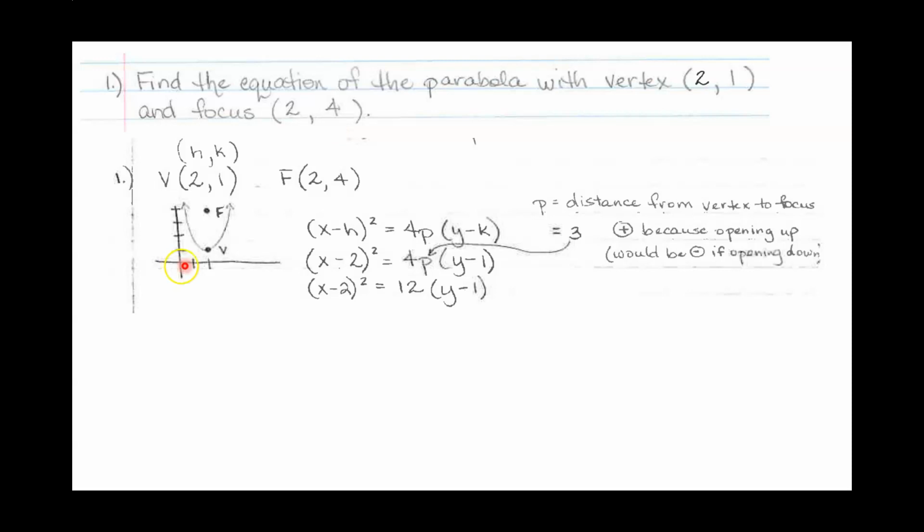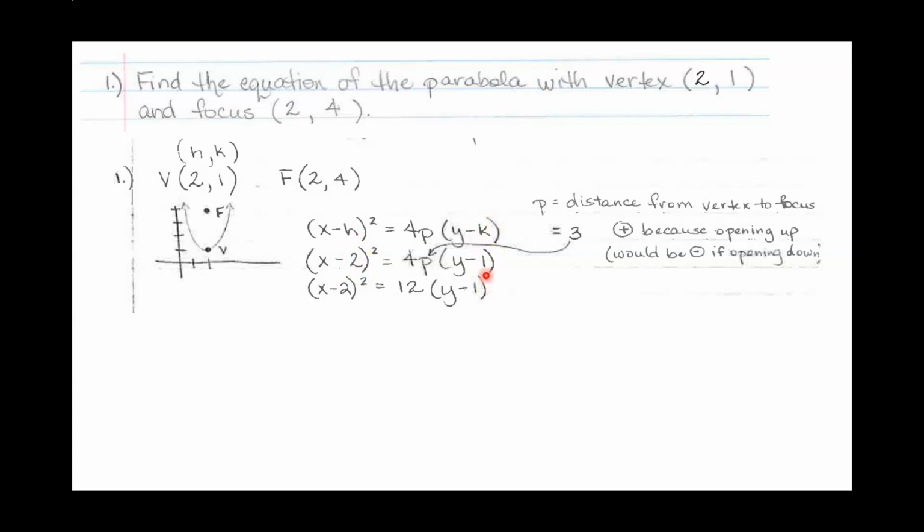So I'm going to plot the vertex at (2, 1) and the focus at (2, 4). Remember that your parabola will always wrap around your focus. So that's how I know that this is going to open up. If it opens up, then the equation is (x minus h) squared equals 4p times (y minus k), and my vertex, of course, is my (h, k). So let's put 2 in for h and 1 in for k.